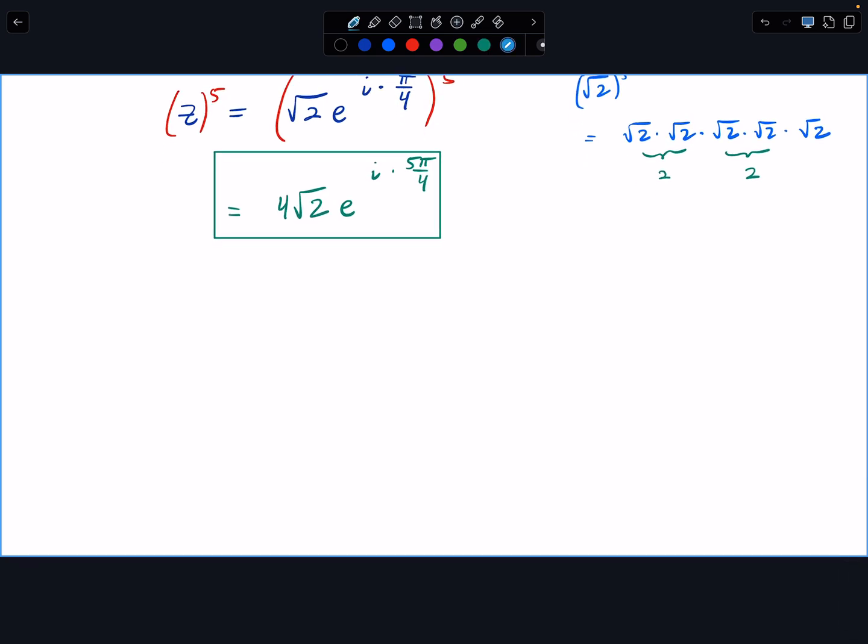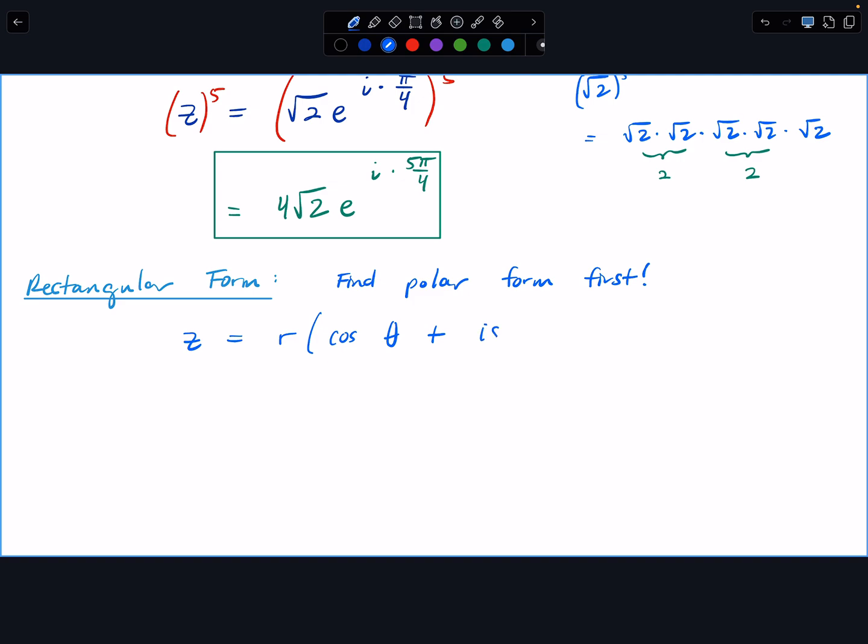Now to find rectangular form, just like the last problem, you want to find polar form first. So Z is equal to R times cosine theta plus I sine theta. So from above, that's just going to be 4 root 2 times the cosine of 5 pi over 4 plus I sine of 5 pi over 4.